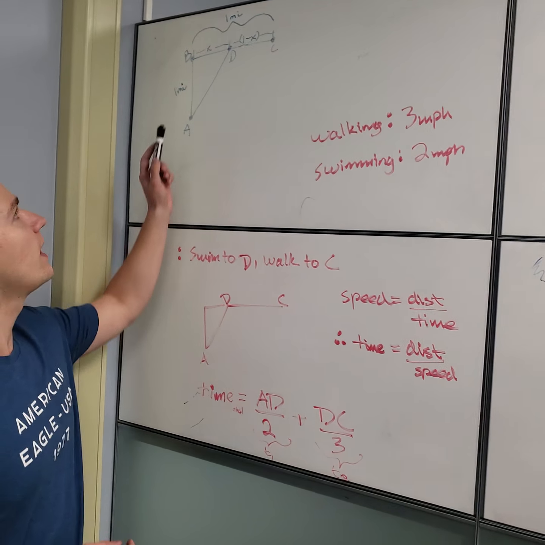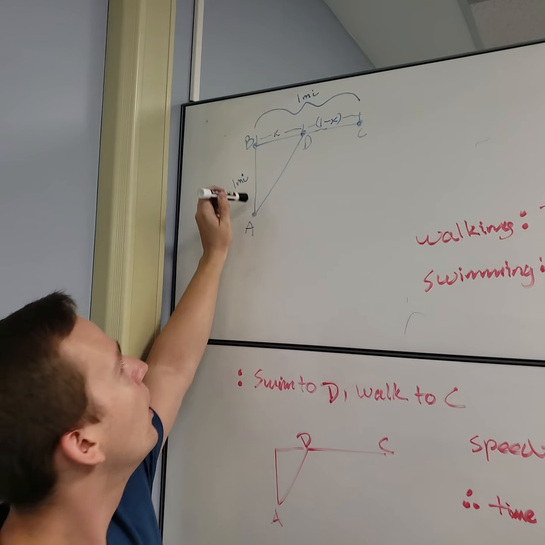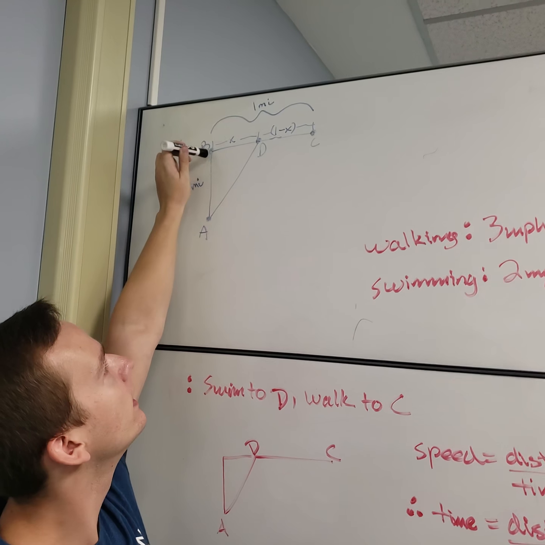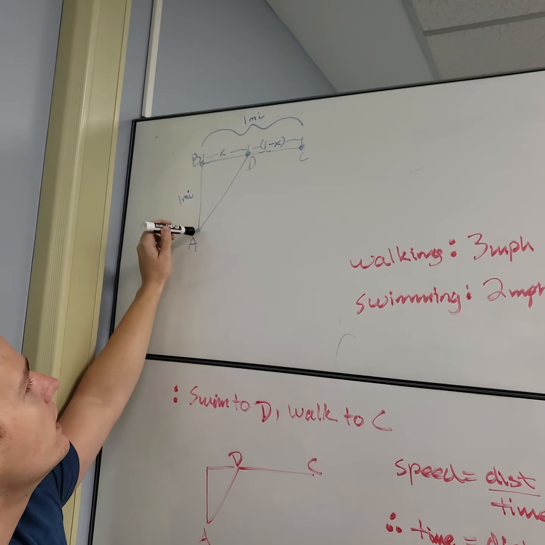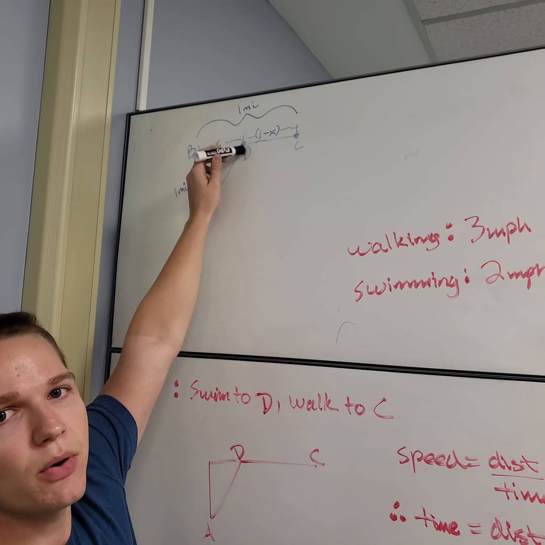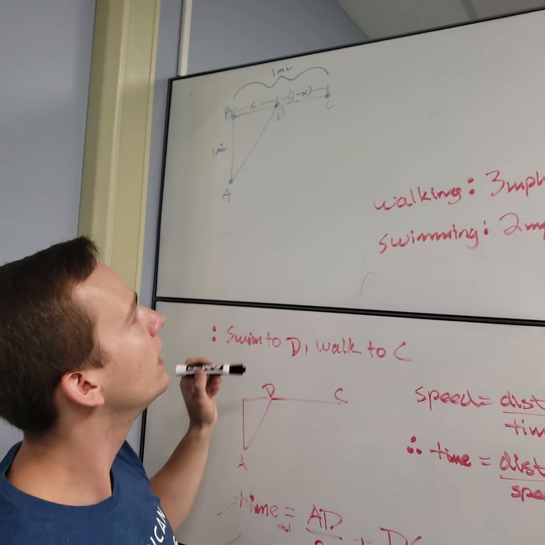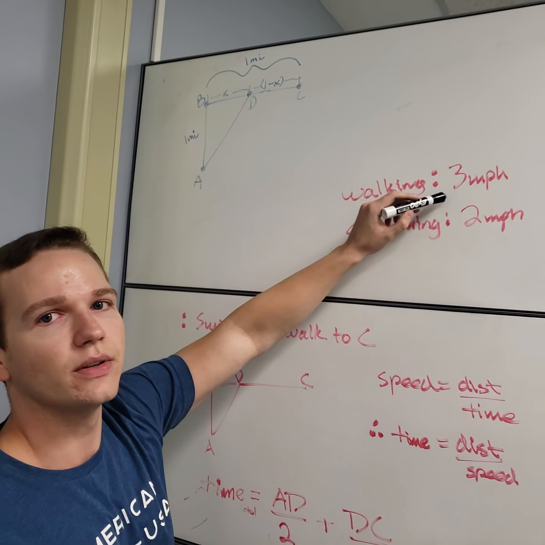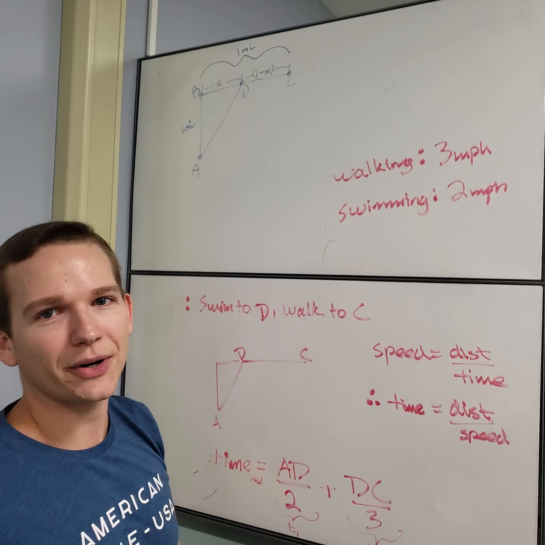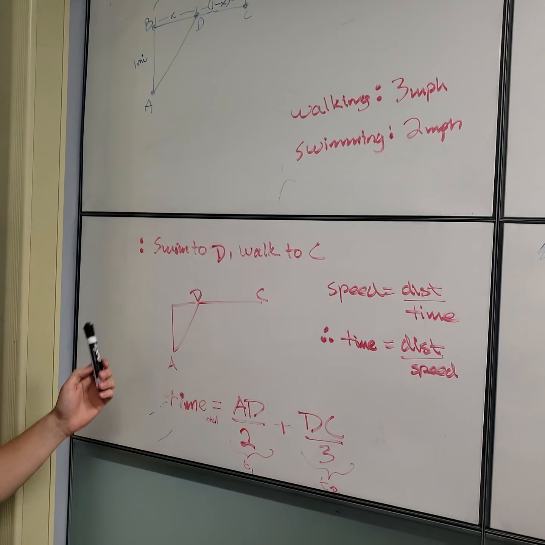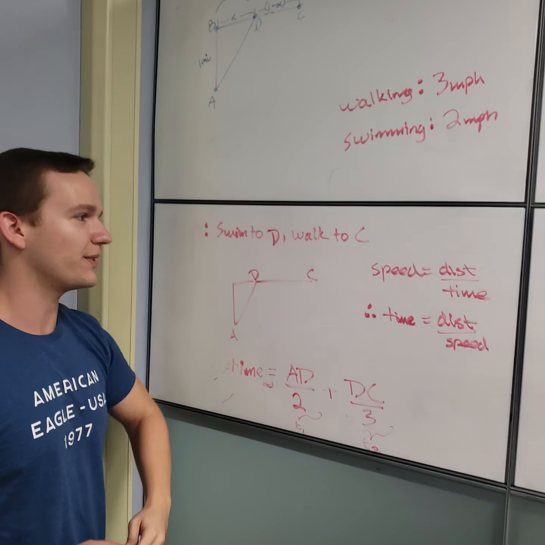So first off, we'll visualize the idea of what we're trying to do. You're at point A, 1 mile across from you is point B, and then 1 mile from B is point C. So what we want to do is swim to some point D, and then walk from D to C, our campground. When we're walking, we can do that at 3 miles per hour, and when we're swimming, we can do that at 2 miles per hour. So the plan is that we're going to swim to some unknown point D and then walk to C the rest of the way.